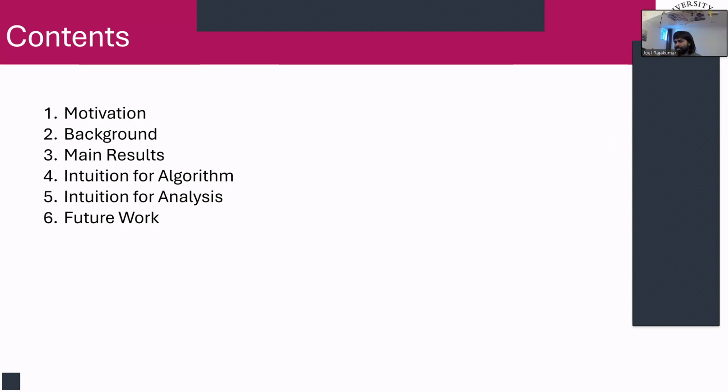The way this is going to go is I'm going to try to motivate the problem that I'm talking about, give you some background on the details necessary, and then I'm going to state the result. This is a classical simulation algorithm. So first I'm going to try to give you some intuition for how the algorithm works. And then in order to prove that it actually works, we have to develop some new analysis tools, and I'm going to try to give you some intuition for that too. And then I'm going to talk about future work.